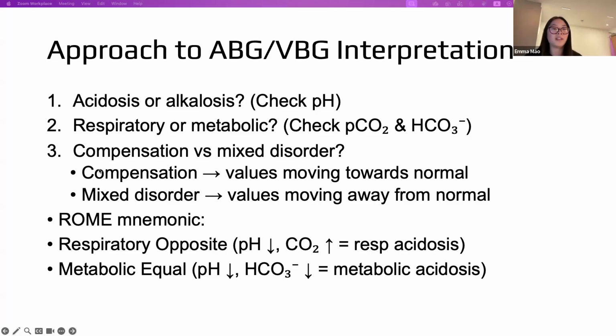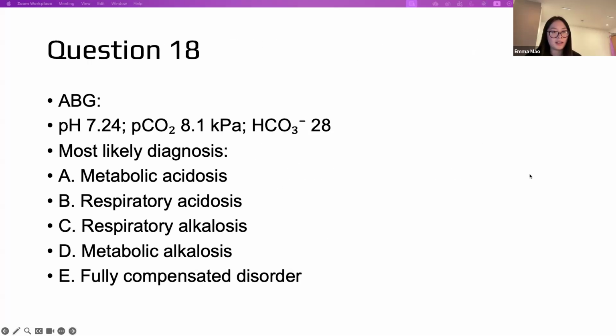And then once you've figured out if it's initially a respiratory or a metabolic cause, then you can see if there is compensation or not. Okay, let's have a quick go here.